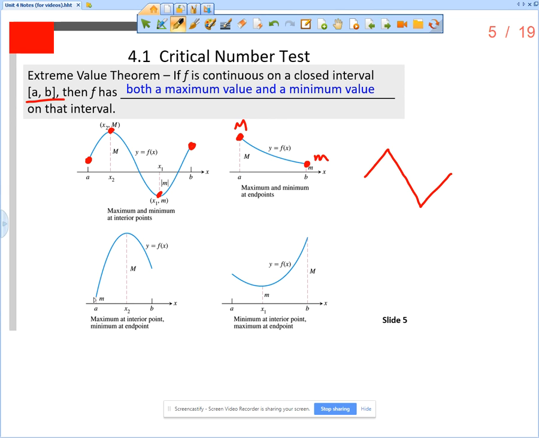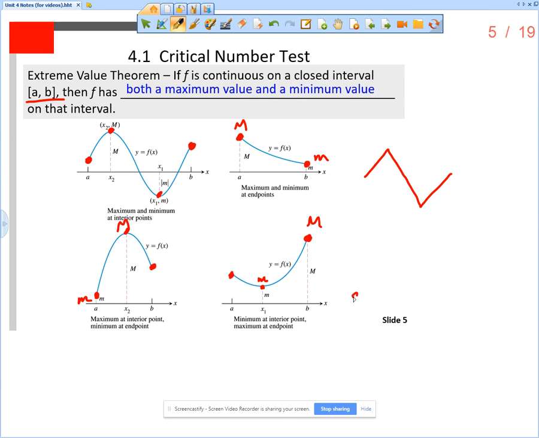What about here? I start at an endpoint, end at an endpoint. The absolute max would be here, an interior point. The absolute minimum would be here, an endpoint. Remember, absolute max, absolute min may occur at endpoints. And then over here, starting at A, ending at B, absolute minimum now is at an interior point, and absolute max is at an endpoint. So what we're saying here is if we have a function that's continuous on a closed interval, then it must have a max and it must have a minimum, right? Absolute max, absolute min.